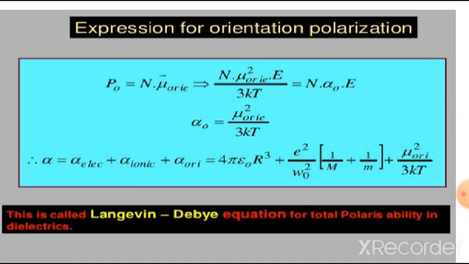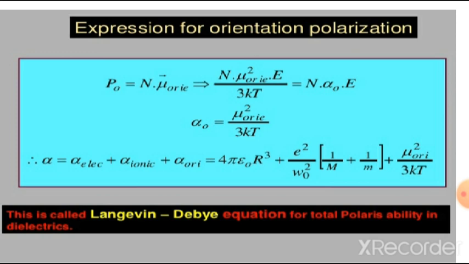Now, P naught is equal to N times mu orientation, which is equal to N times mu orientation squared E by 3kT, which is equal to N times alpha naught times E. Now alpha naught is equal to mu orientation squared by 3kT. Now substitute all the values of polarization in this equation.